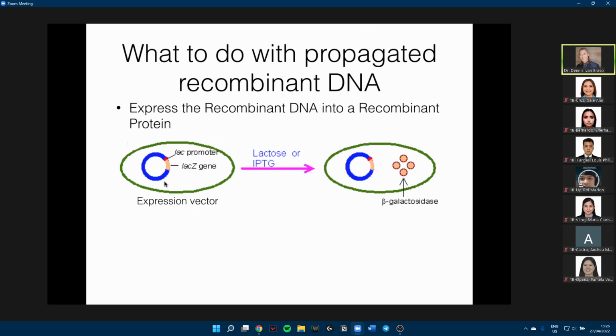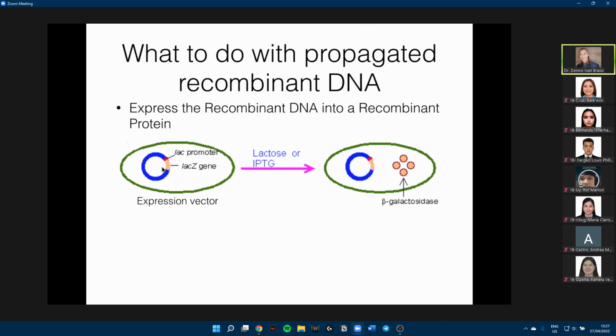What makes this unique from the first one is that it should contain a gene that can be expressed under certain conditions, like in the presence of lactose. So our favorite is an expression vector that contains the lac operon, because as you know, in the presence of lactose, that lac operon is transcribed and translated into the protein beta-galactosidase or lactase. We shall be exploiting this property.